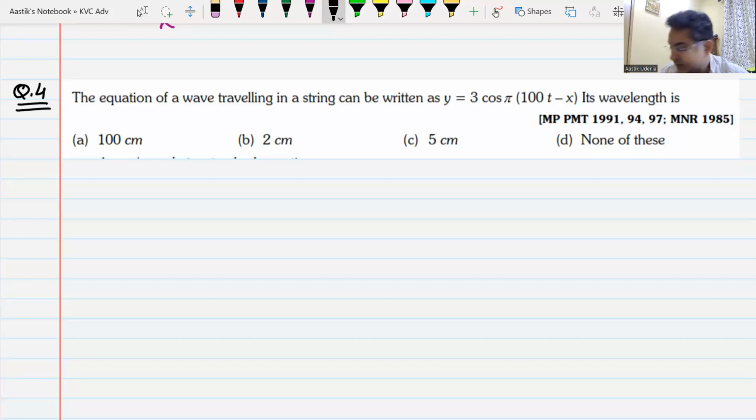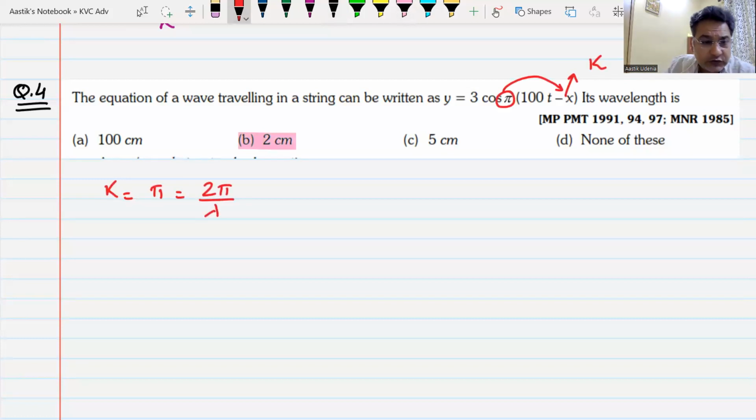B, sir. Yes, sir. Option B, that is correct. 2 centimeters. Again, how did you get it? Whatever comes with this, pi is also outside, so pi will be coming inside. This is equal to k. So k is your pi, and that is 2 pi by lambda. Yes or no? Yes, sir. Here we get the answer, and we get the answer correctly. Okay, one more.